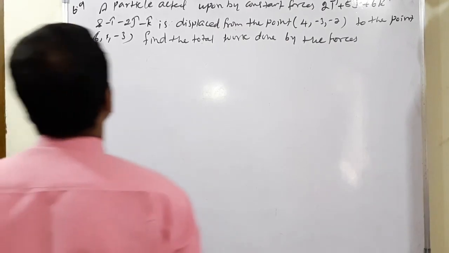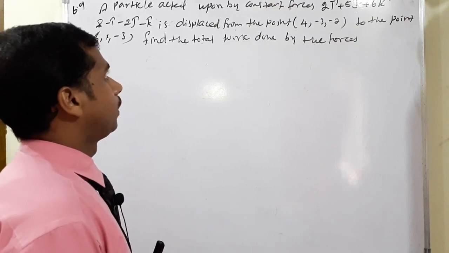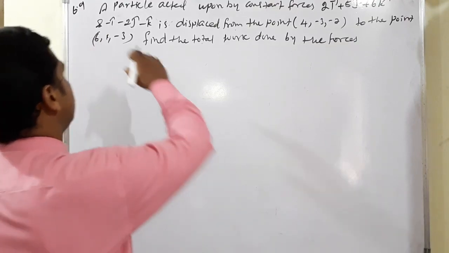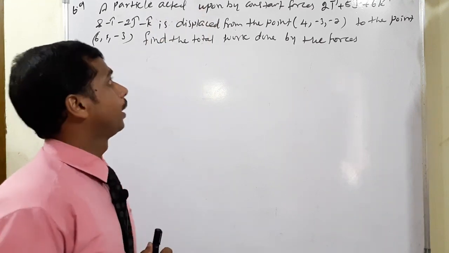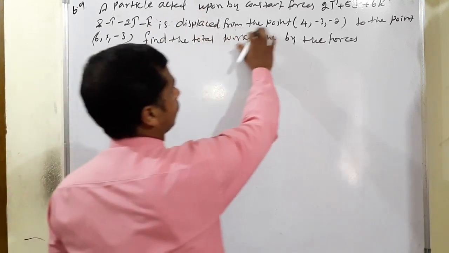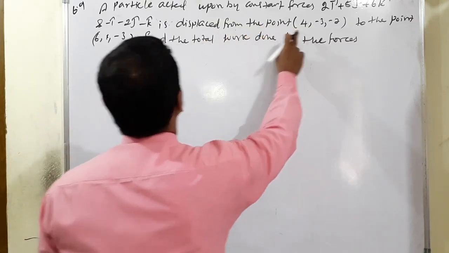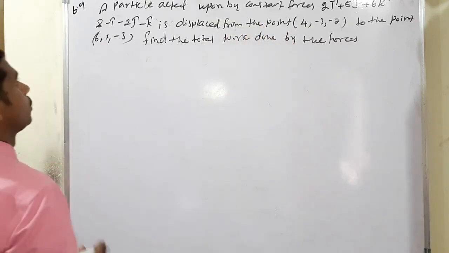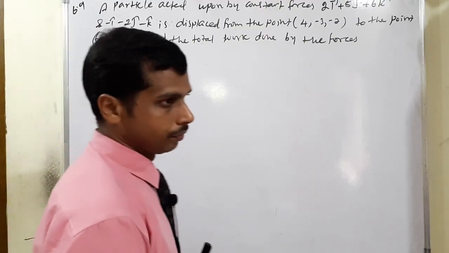Moving to example 6.9. A particle acted upon by constant forces. Given the two constant forces, just add them, we will get one force. It is displaced from the point, this is from the starting point to the end point, given as 6, 1, minus 3. Find the total work done.